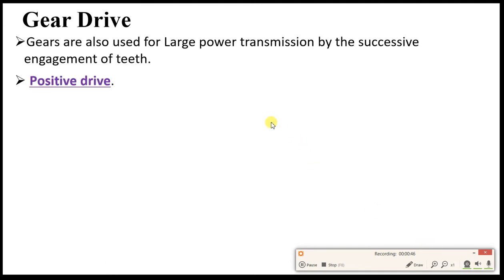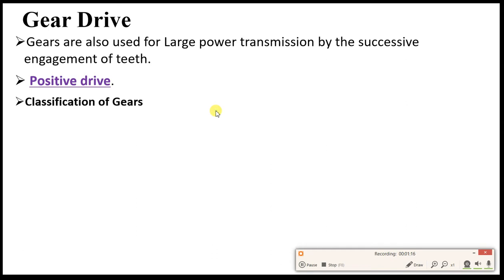Gear is generally used for transmission of larger power than your belt drive and chain drive. Gears have teeth on their circumference. When two gears are engaged to each other, the teeth get engaged and power is transmitted from one gear to another gear. When gears are engaged, there is no slip between them, so it is called a positive drive because there is no slip.